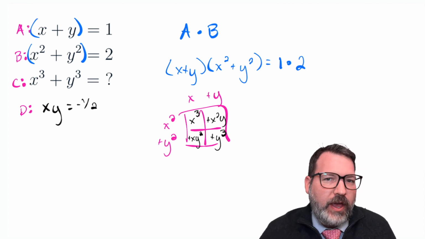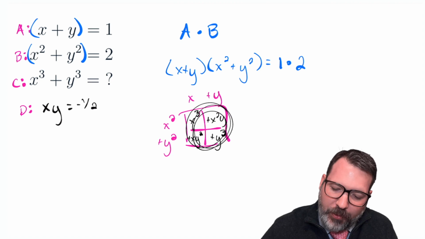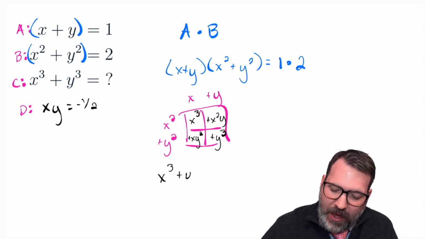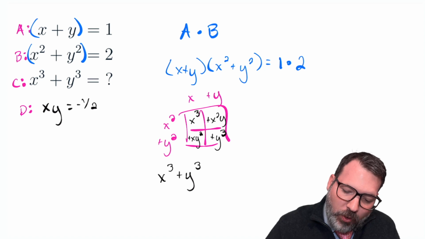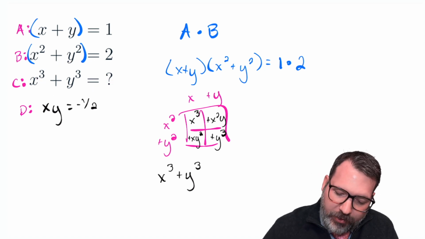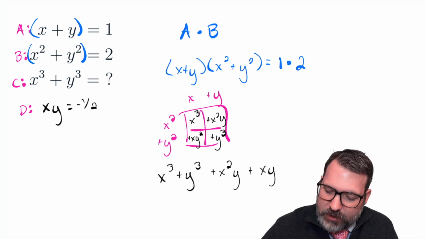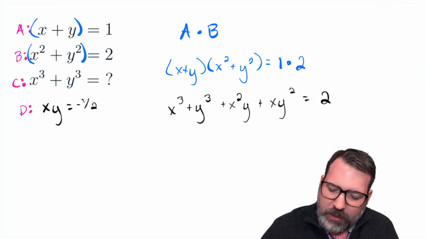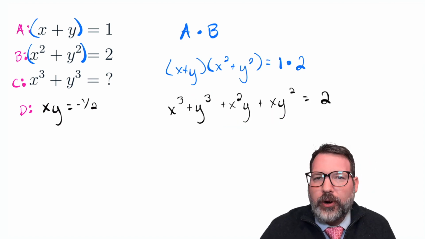And here's why I'm very happy about this. If I write down the product of those two binomials, I get x cubed and y cubed, and of course, that's the piece of information I'm interested in. We do have this other stuff. We also have an x squared y and an xy squared, and on the other side, of course, 1 times 2 is 2.